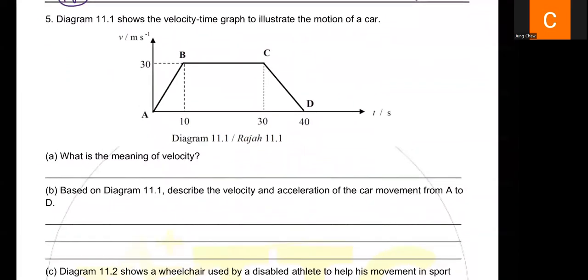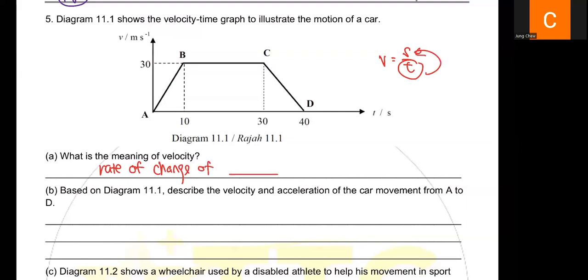Okay, so they ask you, oh, this is a velocity time graph. They ask you what's the meaning of velocity. So in my class, I teach my students how to remember the definition of velocity. Velocity is actually equivalent to displacement over time. So every single time something is divided by time, we will say that it is known as the rate of change of something.